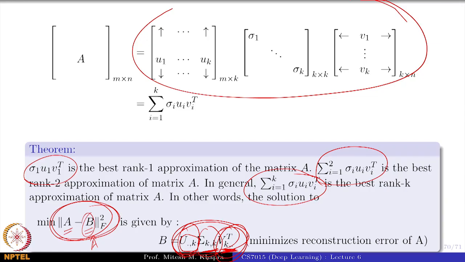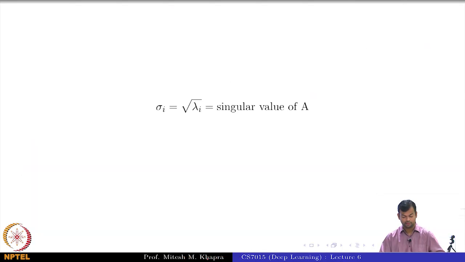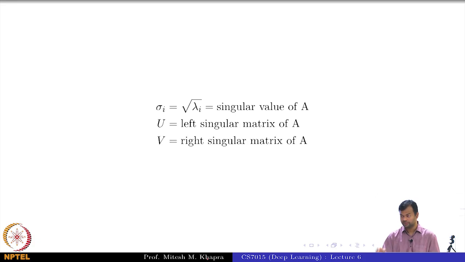So just revise this. This is the prerequisite for the next class. Whatever we have done in the last 3 extra lectures, you have to revise before you come for class tomorrow. And sigma is just some terminology. Sigma is actually the square root of lambda i, that was obvious. U is called the left singular matrix of A, and V is called the right singular matrix of A.